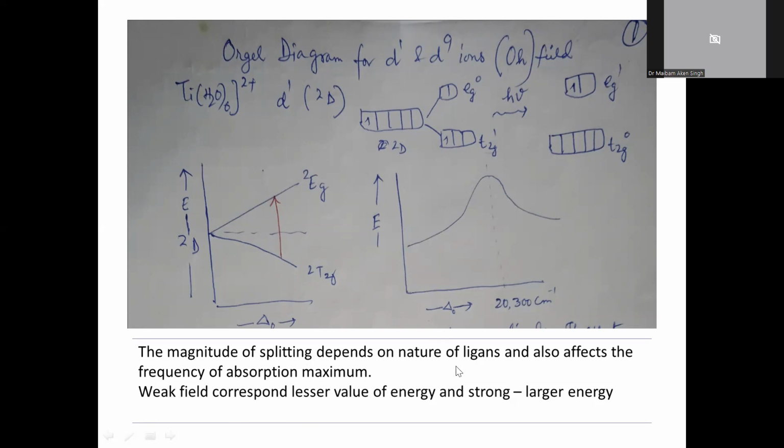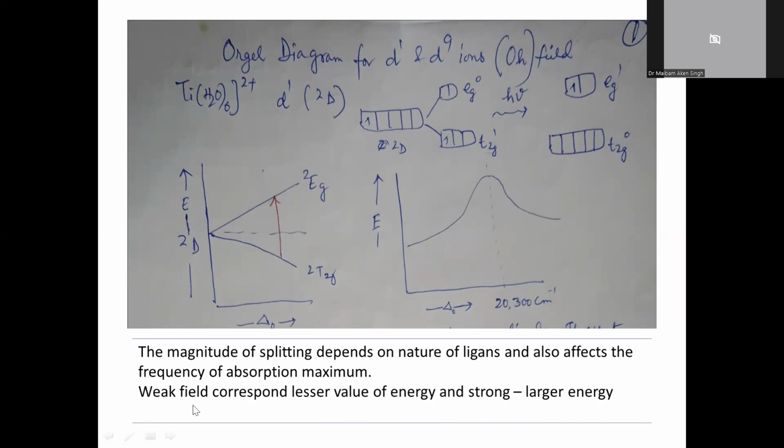And also affect the frequency of absorption. Weak field corresponds to a lower value: when it is weak, its gap is shorter. If it is stronger, its gap is larger. But generally, this Orgel diagram reflects strong field, weak field, and a high spin ligand.